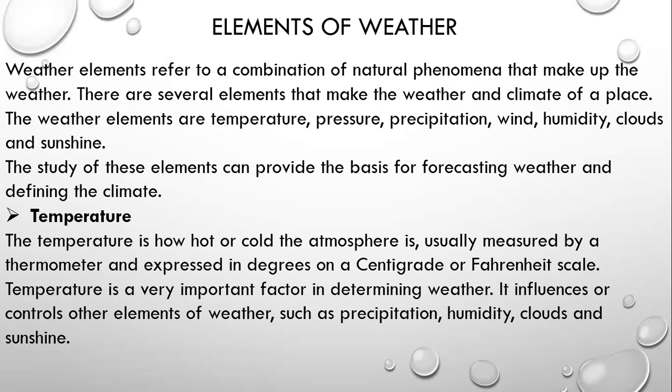Starting with the first one, that is the temperature. The temperature basically is how hot or cold the atmosphere is. Usually, it is measured by a thermometer and expressed in degrees on a centigrade or Fahrenheit scale. Temperature is a very important factor in determining weather, as it influences or controls other elements of weather such as precipitation, humidity, clouds, and sunshine.